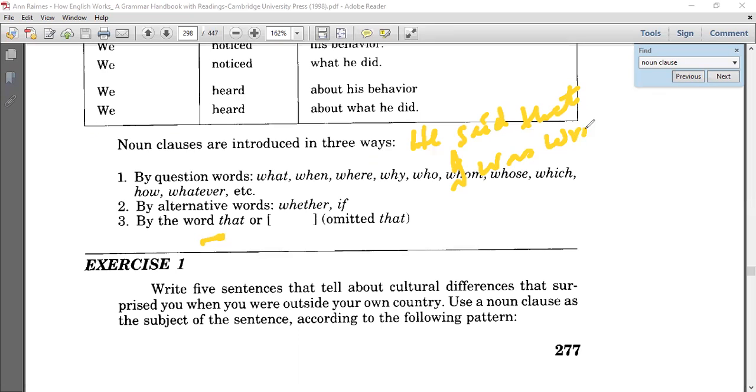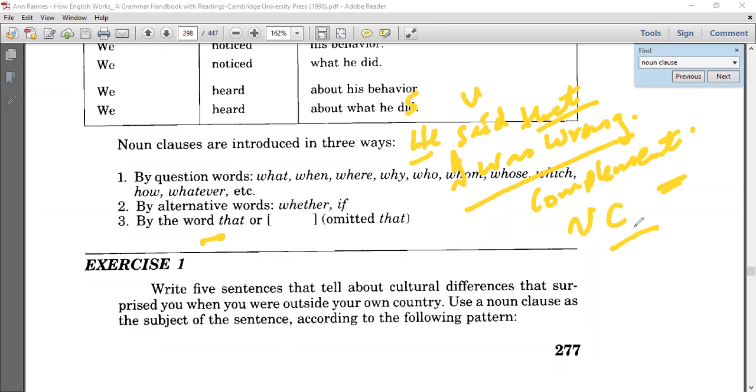Now, here, he said that I was wrong. He is the subject, said is a verb, whereas that I was wrong, this whole thing is what he said. So, whatever he said, right? Okay, so it is a complement. So he said that I was wrong. So this whole thing, this that I was wrong, is a complement, right? And it is a clause. So it is called a noun clause, right? Okay.